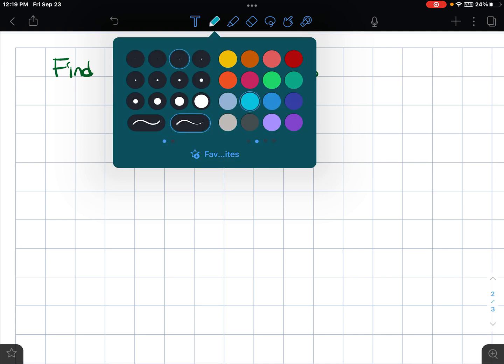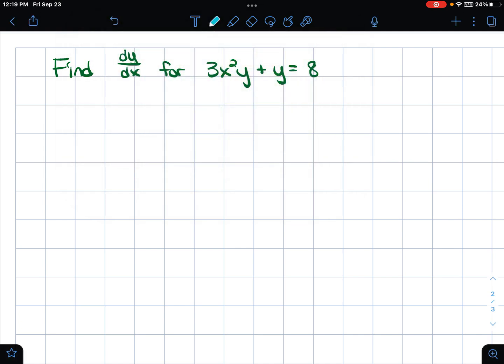Okay, I hope you actually paused this. We're going to find the derivative of this now. This derivative with respect to x. So I'm going to differentiate this implicit equation because isolating y, you could do it, but we don't need to. I'm going to use the product rule here.